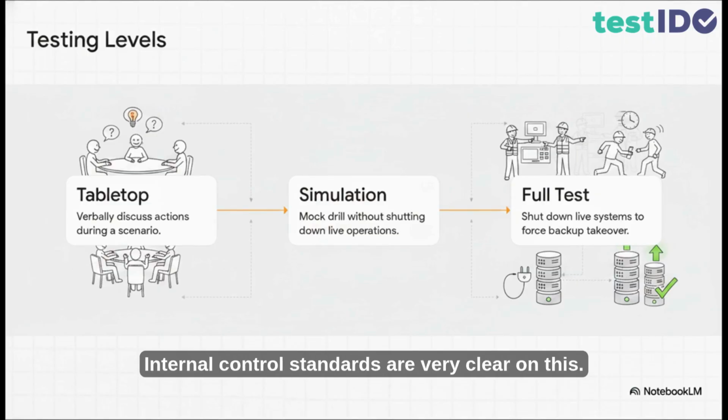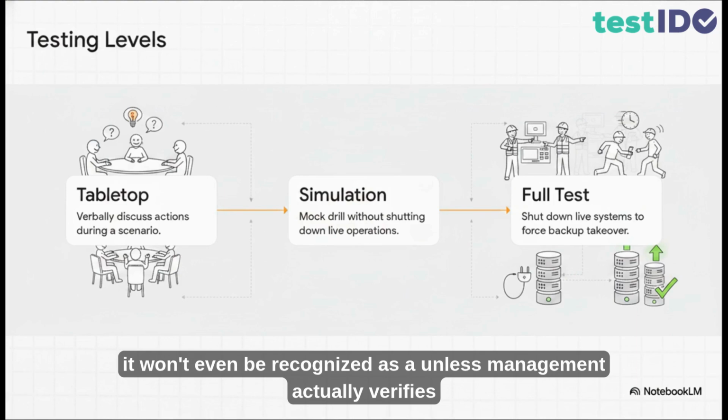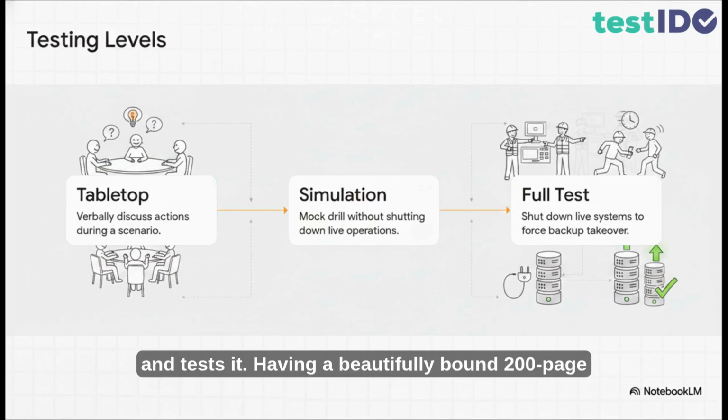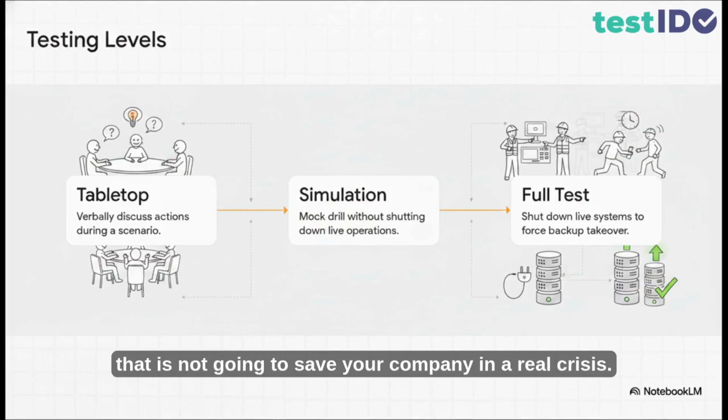Internal control standards are very clear on this. A business continuity plan is completely useless, and frankly, it won't even be recognized as a valid control by auditors unless management actually verifies and tests it. Having a beautifully bound 200-page BCP manual just sitting on a shelf collecting dust? Yeah, that is not going to save your company in a real crisis.